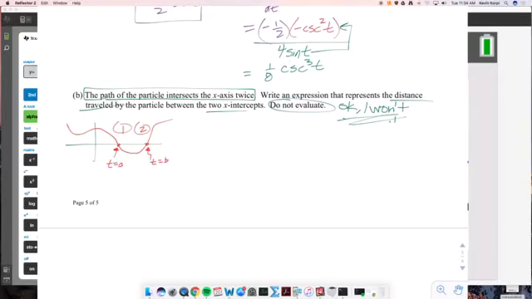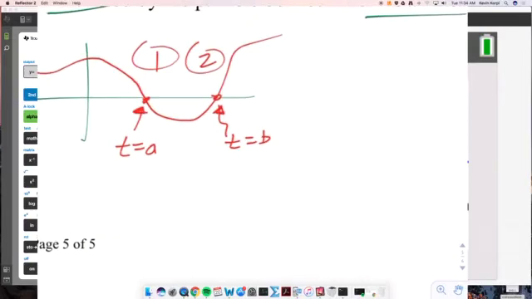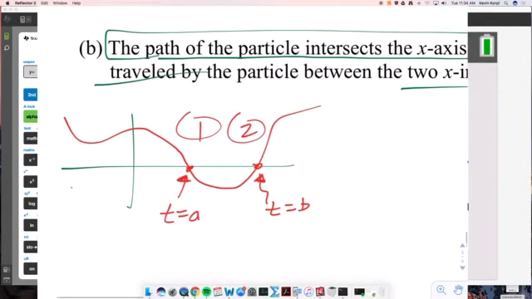So we're trying to find the arc length, essentially, right? The total distance traveled. But the particle intersects the x-axis twice. So I just drew a random curve. It's not necessarily what the curve looks like, but I drew it across the x-axis twice. We need to figure out the t values where that happens, and we need to use the information that's already been given.